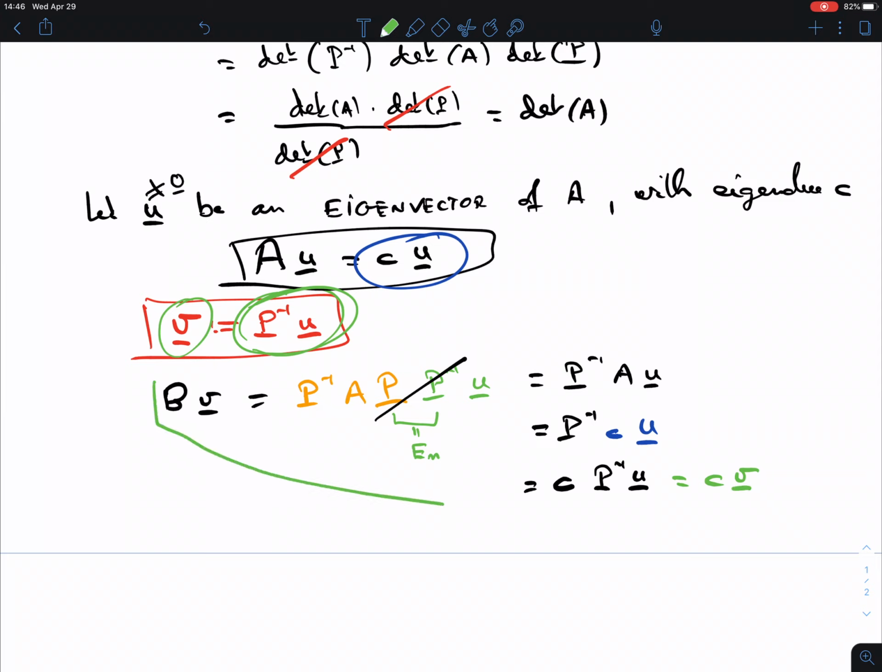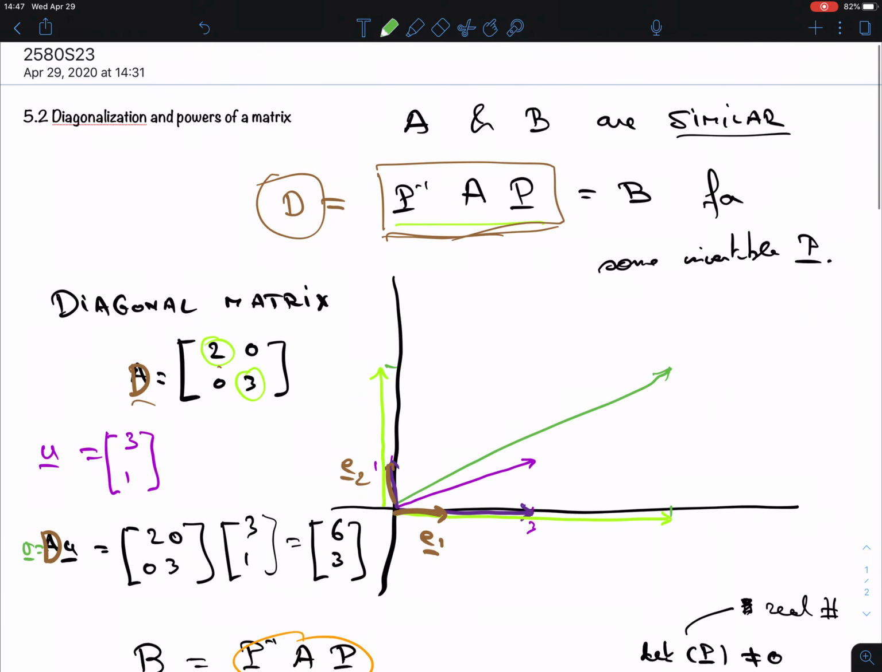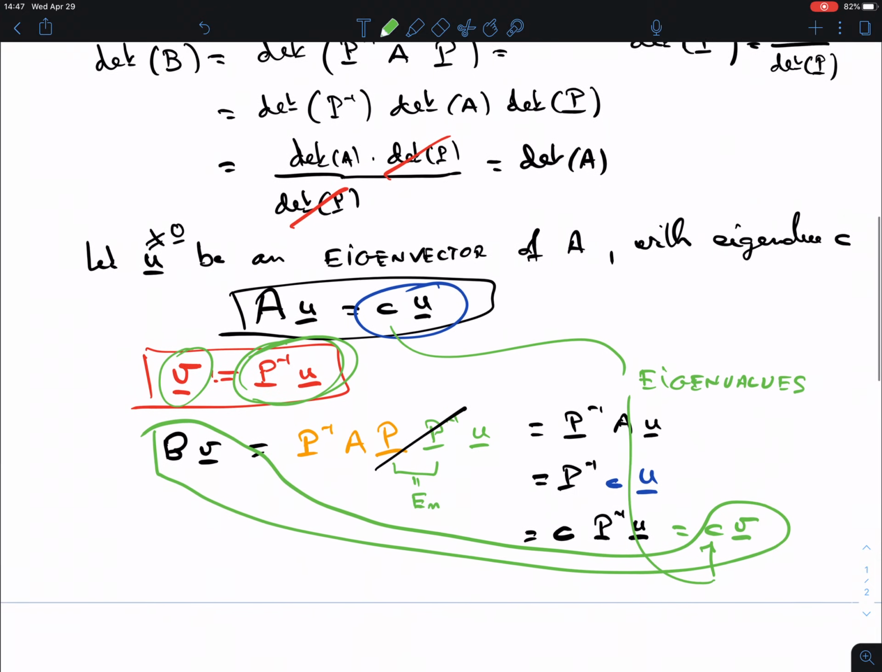Oh, look. What is this? This equation tells me that V is an eigenvector of B. Well, it's a different vector than the original U, but the eigenvalue is the same. So you see that if you have similar matrices, they have the same eigenvalues. Now, not surprising, because if we diagonalize, what do we do? The diagonal matrix becomes a matrix with the eigenvalues on it. And what are the eigenvalues of a diagonal matrix? The diagonal elements, right? And those were the eigenvalues of the original one. So it's something we knew, but here we see it on paper, if you want.